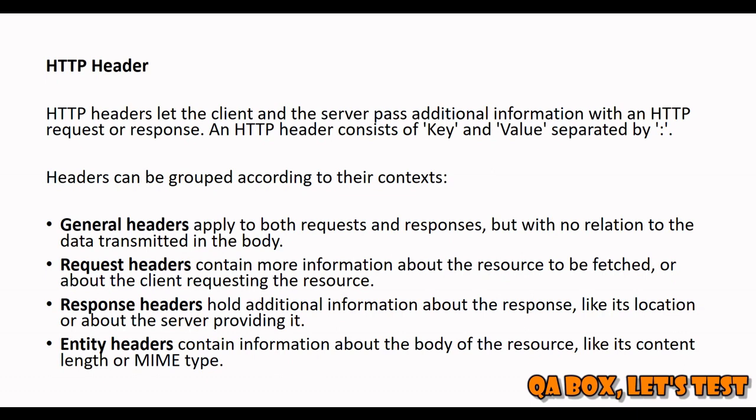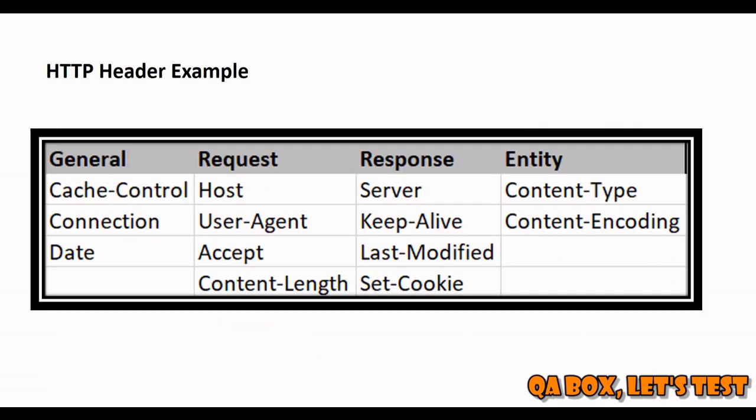All right. Some examples of HTTP headers: general, cache control, connection, date. For request, we have authorization, host, user agent, what kind of response we are expecting, and the content length. So when we are providing the file, or when we are loading the file to the server, then we have to provide the boundary value of that file. Okay.